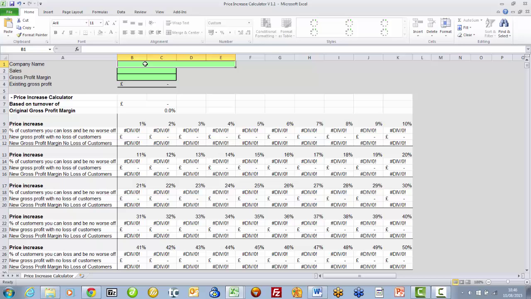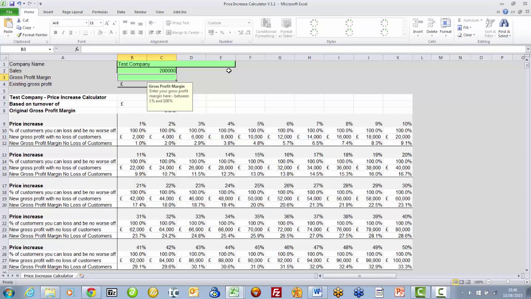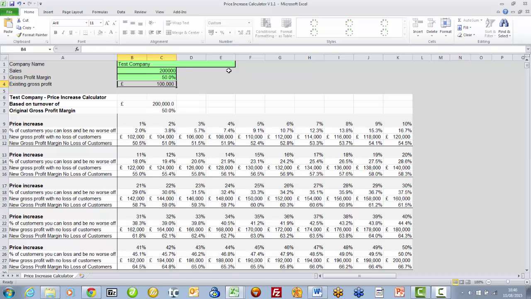If you want to, you can put your company name in here. So I'm going to call this test company. The next thing you need to do is put in your sales. I'm just going to put an example amount in here, £200,000, but obviously you put in your own sales. Then you put in your existing gross profit margin. If you don't have any cost of sales, don't put any in, but I'm going to assume a 50% margin. So here you can see we've got £200,000 worth of sales, our gross profit margin is 50%, so our existing gross profit is £100,000.